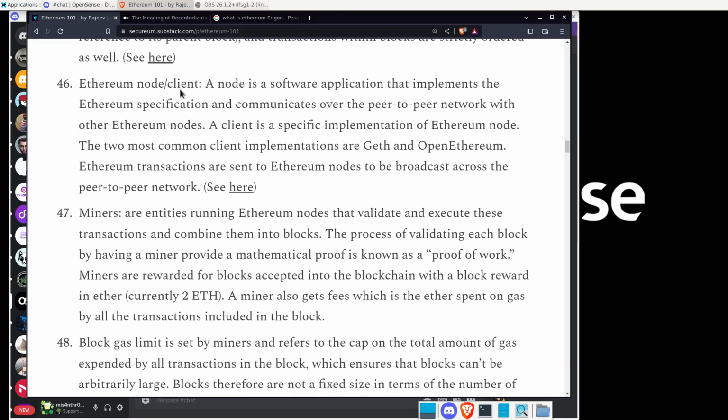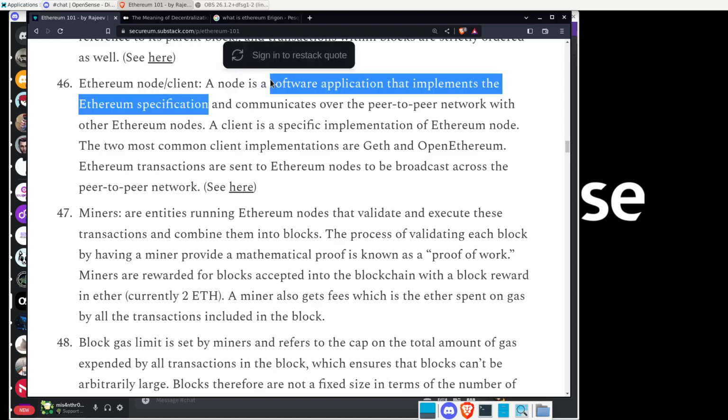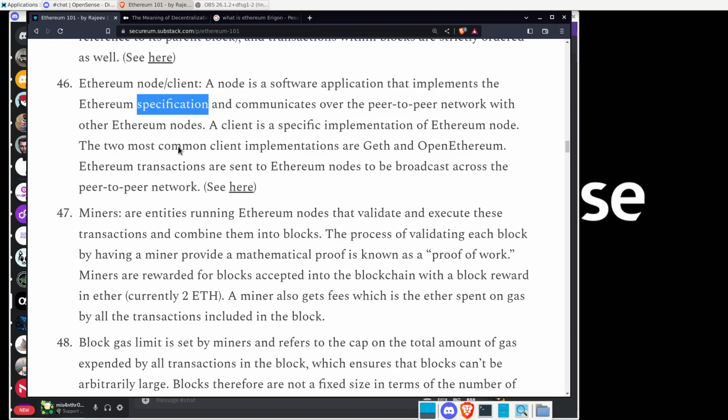Ethereum Node Client is a node software application that implements the Ethereum specification. There's another piece of information here. Ethereum is not a software. Ethereum is a specification. You can go over the specification and build your own software. So it's wrong to say that Ethereum is a program or a software. It communicates over a peer-to-peer network with other Ethereum nodes.